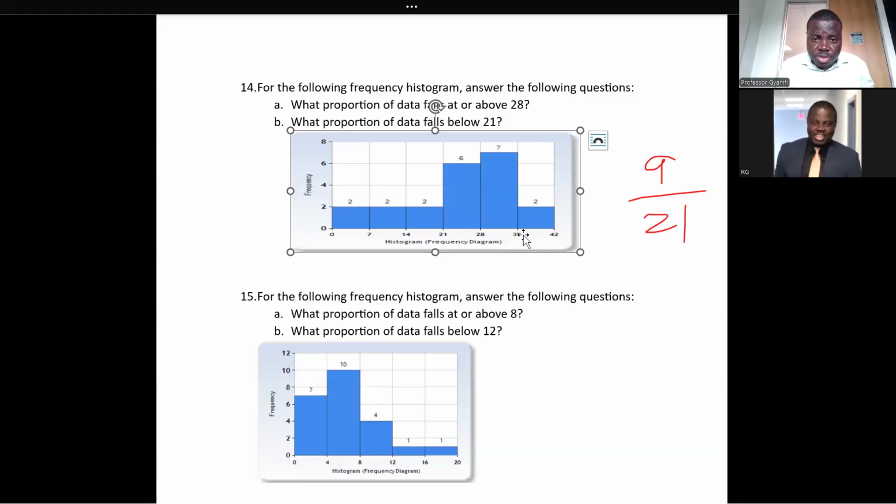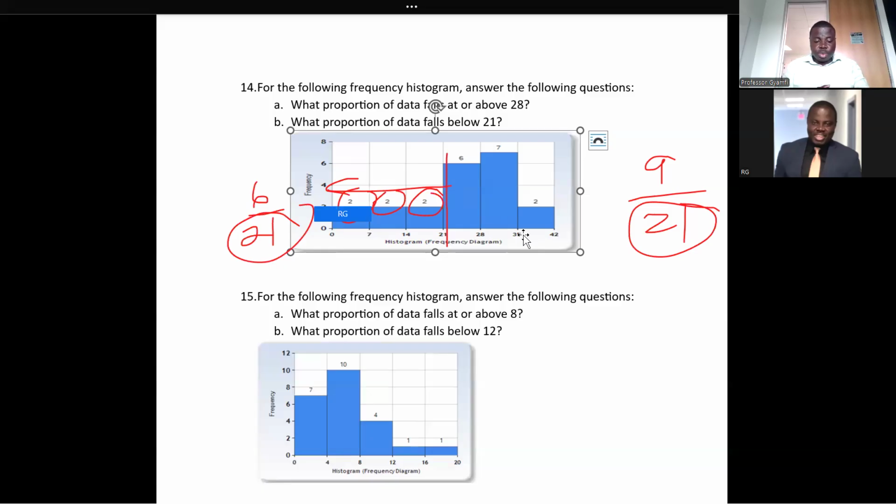Now we go to B. I would suggest that you pause the video and then try to attempt B and see if you're going to get it right. So for B, we are doing proportion of data that falls below 21. Now 21 below, you are looking at 2, 2, 2, which is 6. So for B, 21 or below, I have 6 over the total frequency, which is 21. It's the same as what we calculated over here.